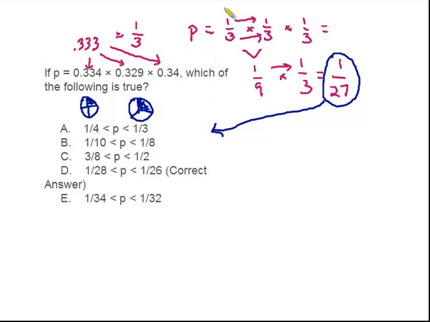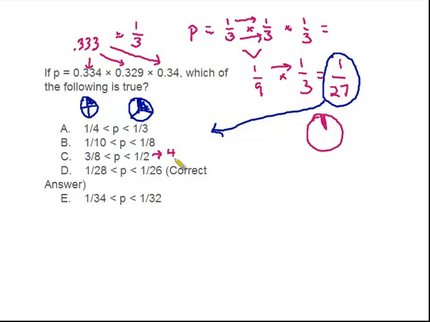We know that 1/27 is going to be something like this, pretty small. So no, p isn't going to fall in between 1/4 and 1/3. It would be the same with 1/10 and 1/8, and 1/2 and 3/8.